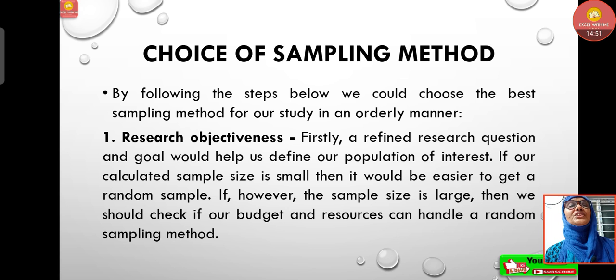Now, choice of sampling methods. By following the steps below we could choose the best sampling method for our study in an orderly manner. Number 1, research objectiveness. What does that mean? A refined research question and goal would help us define our population. We should have a refined research question so that our goal is easy. What is our interest? What is our calculated sample size? Then it will become easier to select, maybe, random sampling. If the sample size is large, we should check whether our budget is there for that large sample, otherwise we can go for the lesser one.